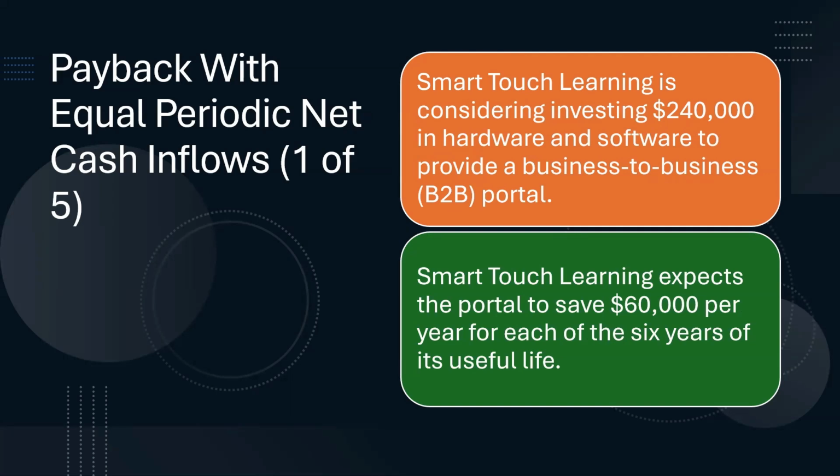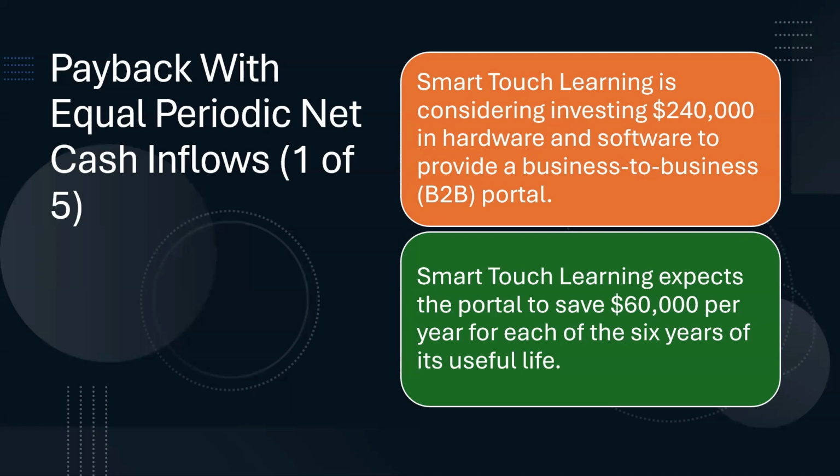The short-term acronym for business-to-business is B2B, okay? So employees throughout the company will use the B2B portal to access company-approved suppliers. Smart Touch Learning expects the portal to save $60,000 per year for each of the 6 years of its useful life. The savings will arise from reducing the number of purchasing personnel the company employs, and from the reduced costs on the goods and services purchased.